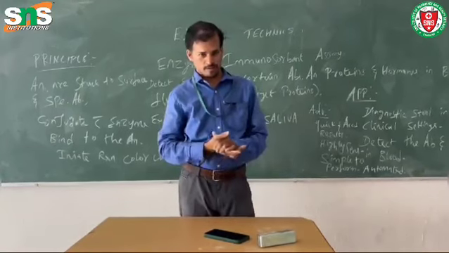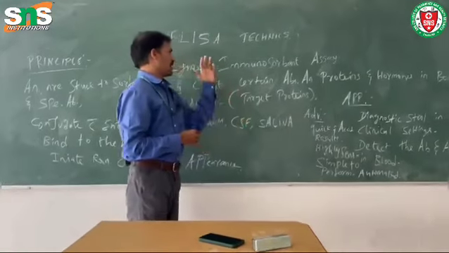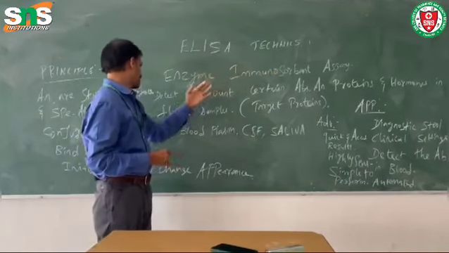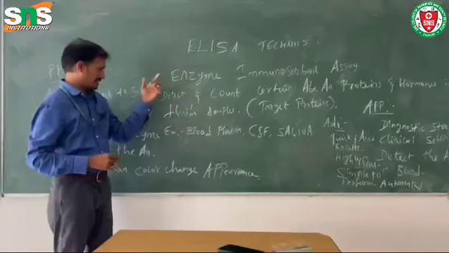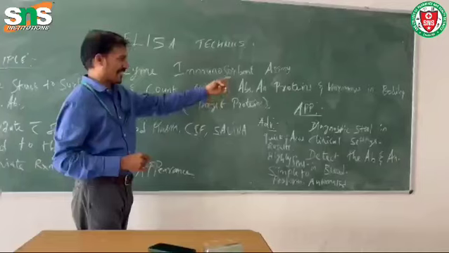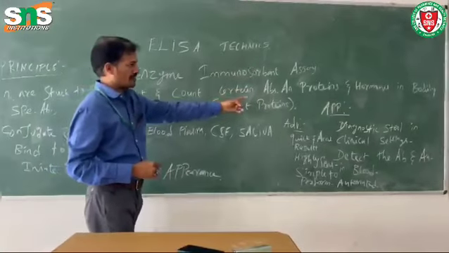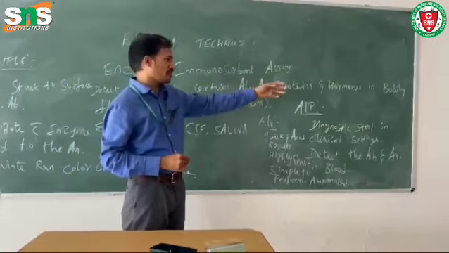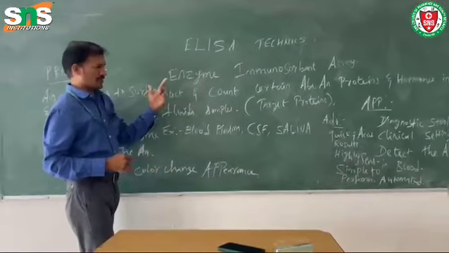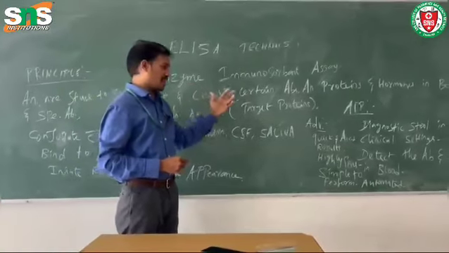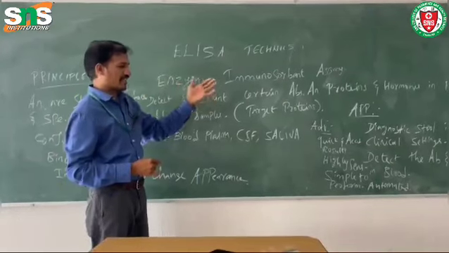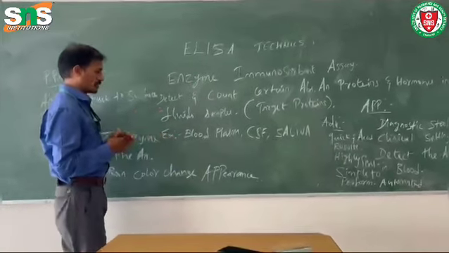Today we are discussing ELISA. ELISA means enzyme immunoassay. It is used to detect and count certain antibody and antigen reactions, in proteins, hormones and body fluids, and other fluid samples of specific target proteins. So we are detecting antigen-antibody reactions with the enzyme immunoassay.